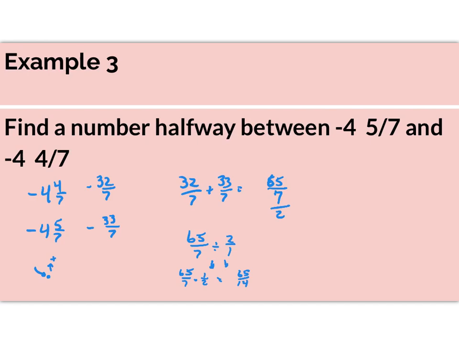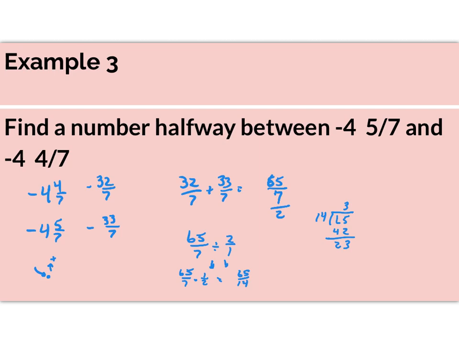And so what we would do here is change this back into a proper fraction. So now 65 divided by 14. So you go 14, 28, 42, 56. So we need 4 14s. That's 56. Subtracting, we get 9.